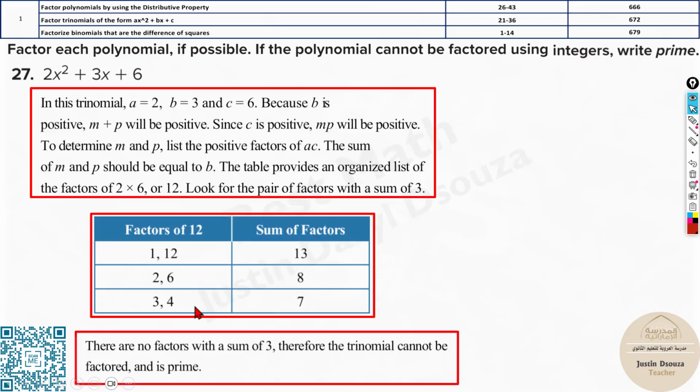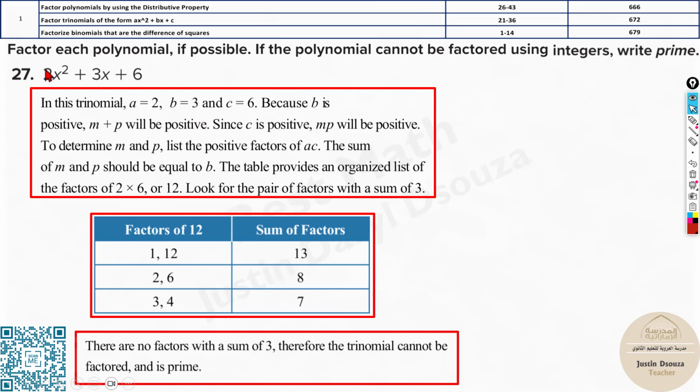So let's look into the answer. See, these are the factors they have given. 1 and 12, 12 and 1, it's the same thing. That's why they haven't written it again. There are no factors with a sum of 3, therefore the trinomial cannot be factored and it is prime. You just have to mention, the most important thing, that this is prime.